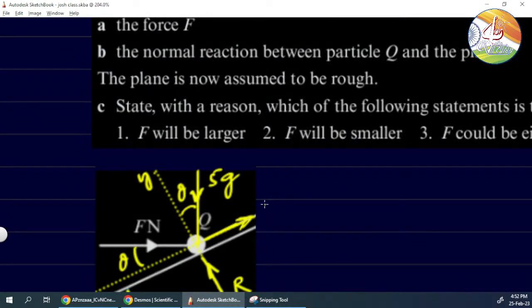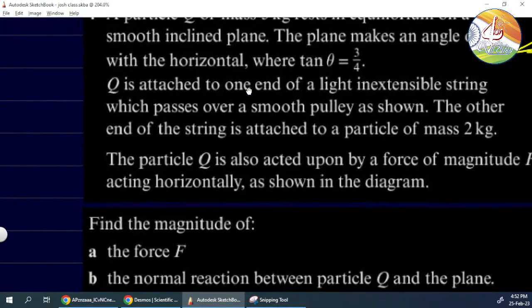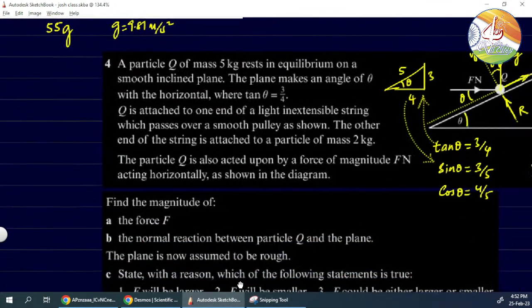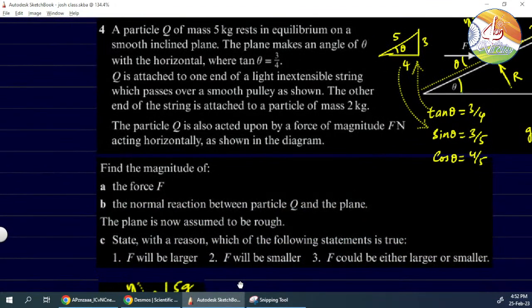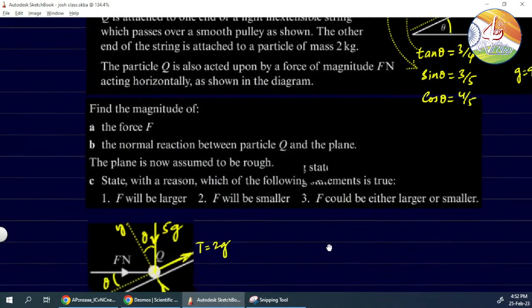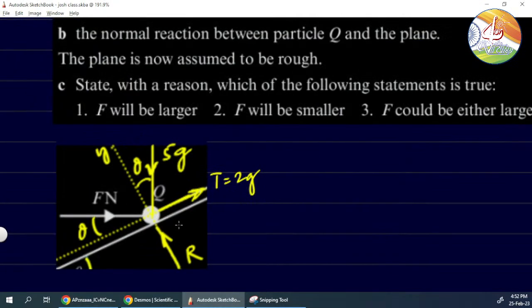So here T is how much? T is 2g now. Correct. So here friction also should be ignored. No information is given on the friction, and he's telling the plane is smooth. Smooth plane means zero friction, so no friction on this. Okay.